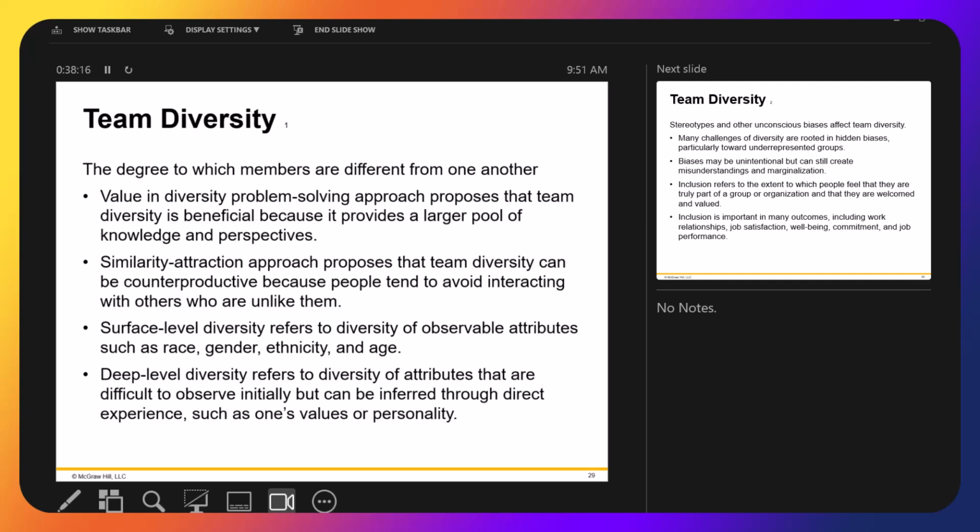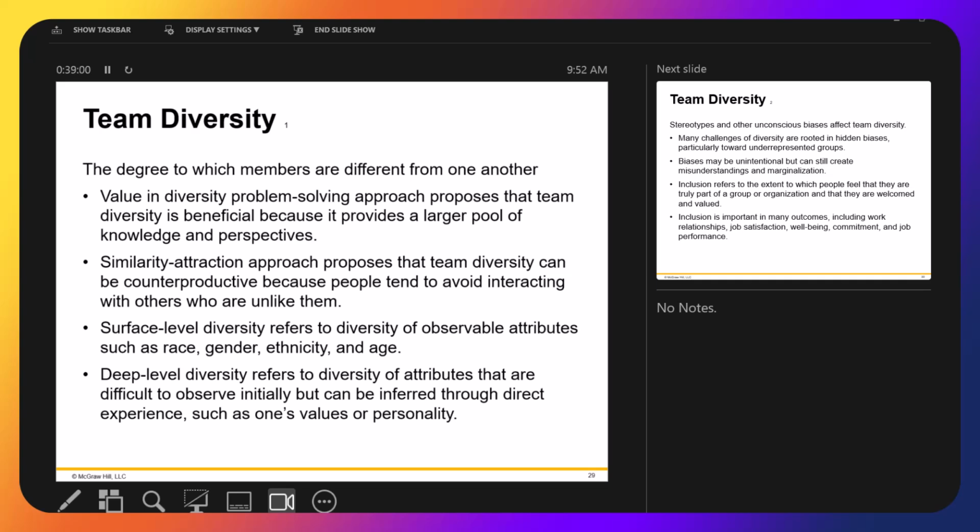Team diversity. Now, this word diversity, today it's getting a bad rap because of political connotations. In the real world, when you take politics out of it and you look at what it truly means, it makes sense. So we're going to talk about this. The degree to which members are different from one another. The value in diversity problem-solving approach proposes that team diversity is beneficial because it provides a larger pool of knowledge and perspectives. So the first thing I'm going to tell you is it's bigger than just race. It's all different types of things. I'm going to go into a little bit more here.